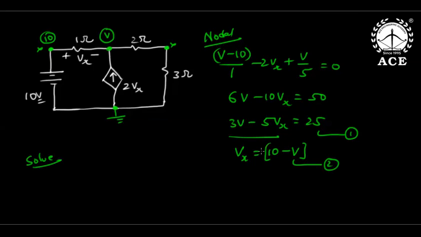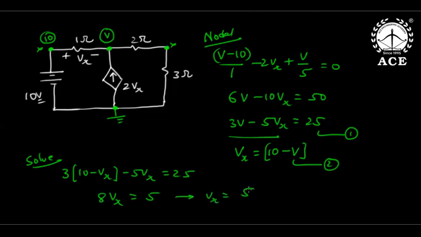We need finally Vx only. So 3 into V, where V is again 10 minus Vx. So 3 into (10 minus Vx) minus 5Vx equal to 25. From that I can say 8Vx equal to 5. So again Vx is 5 by 8 volts. Same answer, you see. Here also same.